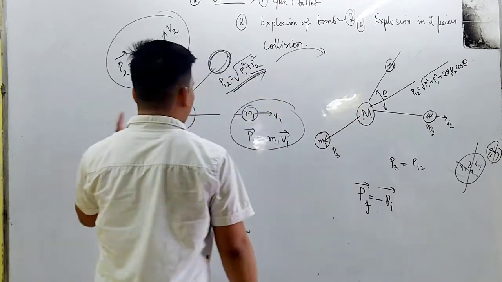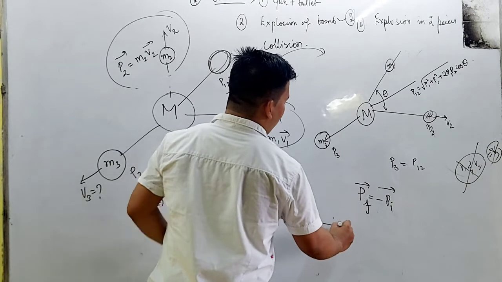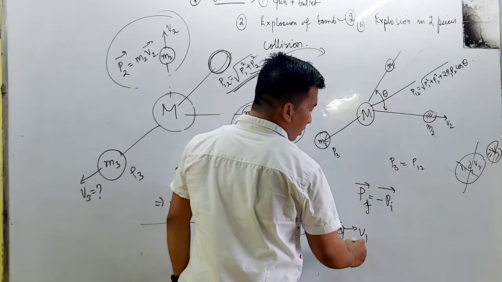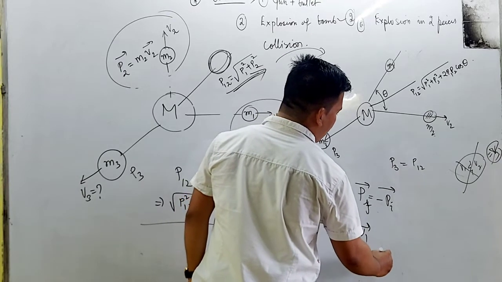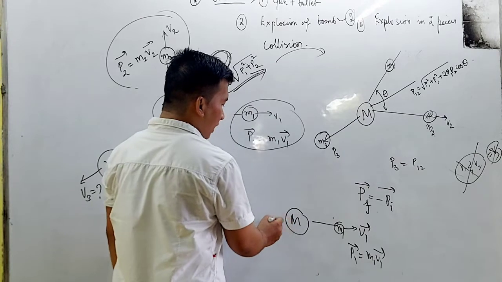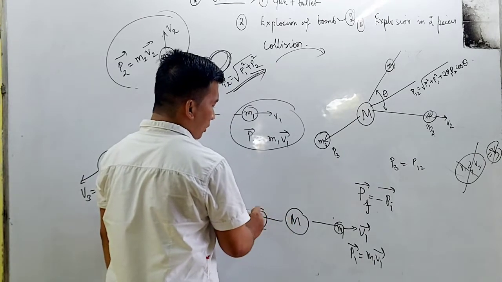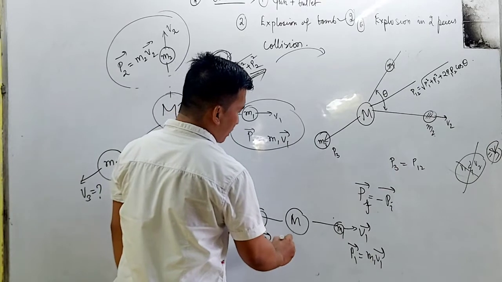Explosion... this is mass m1, this is velocity v1, and this is momentum p1. So p1 will be equal to m1 v1, this is p1 vector in the positive x axis. And this is your m2, this is your v2, and what is the momentum p2? It is equal to m2 v2.